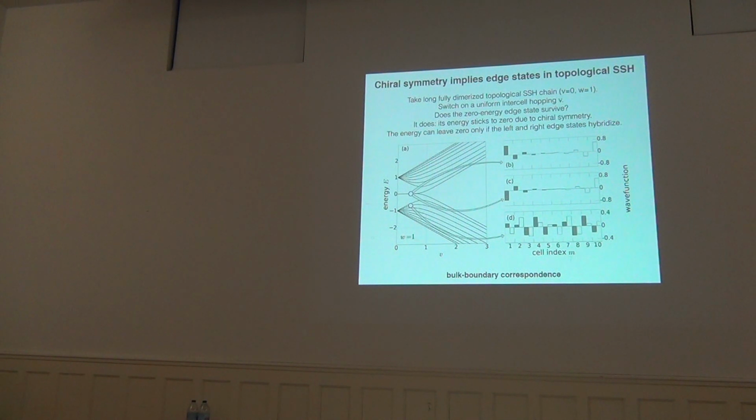It's going to get an exponential suppression, this splitting. Okay, so it's a fairly strong argument. If I combine chiral symmetry with the existence of edge states in this topological fully dimerized limit, that's a strong argument that these zero energy edge states are surviving. And by surviving, I mean not only that their wave function remains localized, but also their energy remains at zero energy to a very, very good approximation.